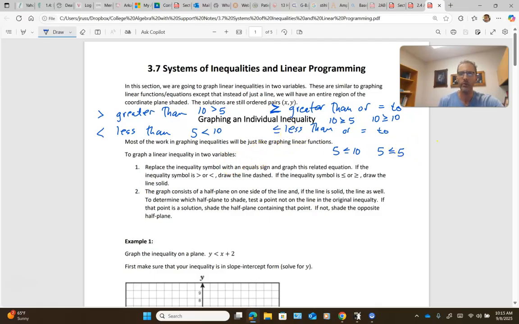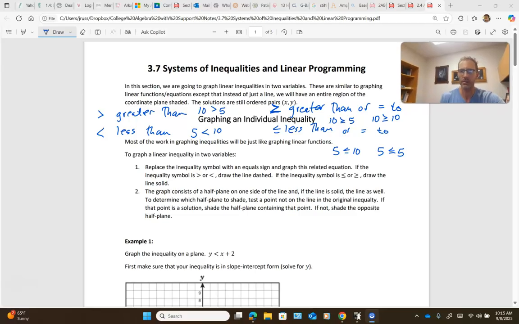Now, why would we be interested in inequalities? Inequalities, guys, are a mathematical tool like everything that we're learning. They're used whenever we're trying to model or represent a scenario in which there is a boundary or limit.